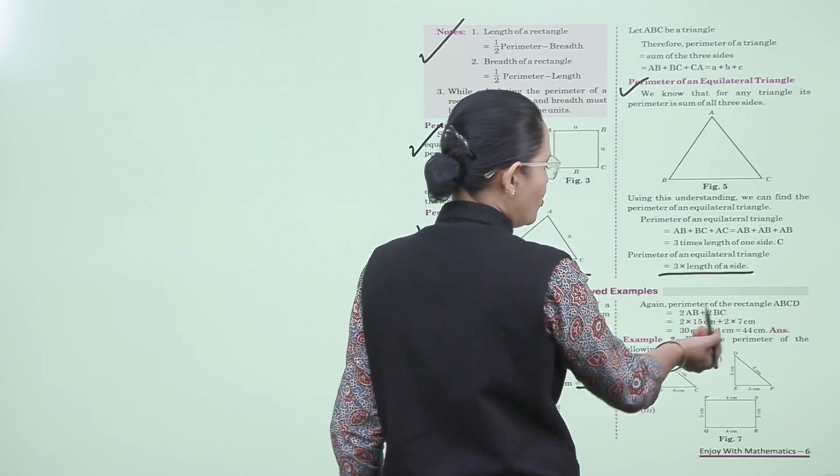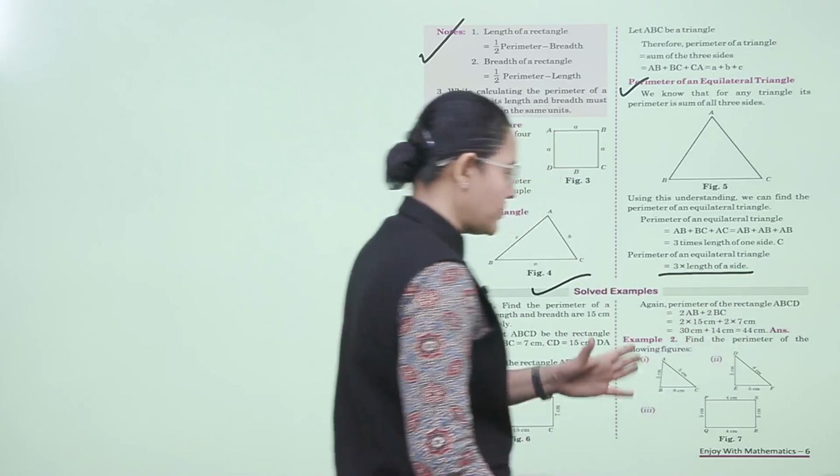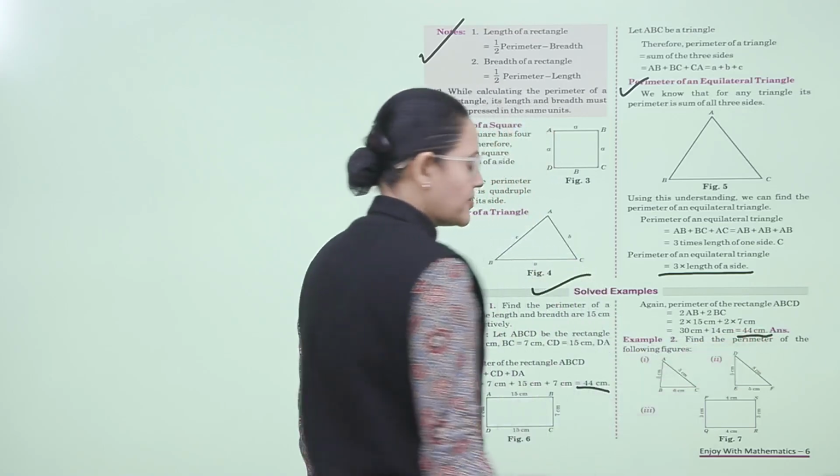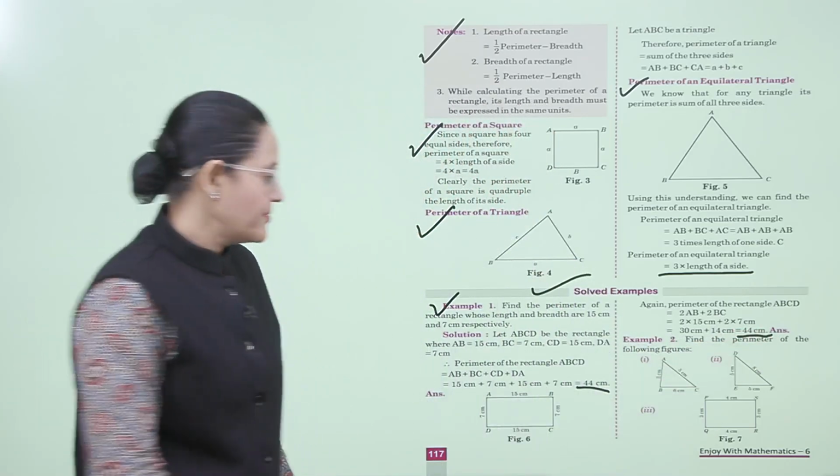Rectangle ABCD, 2AB plus 2BC, length plus breadth. So by using this formula, the perimeter is 44 centimeter. Clear? Next, example 2.